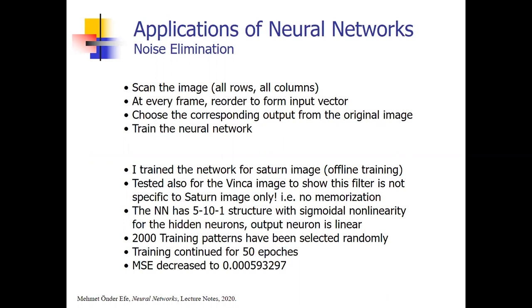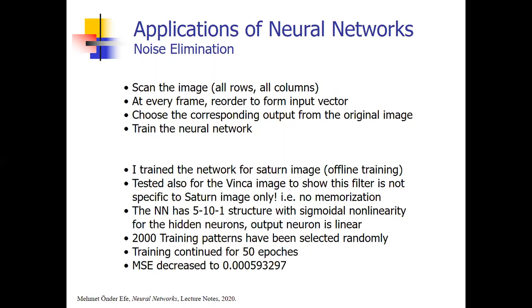For my results, I trained the neural network for the Saturn image. It was an offline training, and I tested it for the flower, Vinca image, to show this filter is not a specific filter that only removes the noise from the Saturn image. So I should show you that there is no memorization. My neural network has a 5, 10, 1 structure with sigmoid nonlinearity for the hidden neurons, and my output neuron is a linear one. And I used 2,000 training patterns that have been selected randomly.